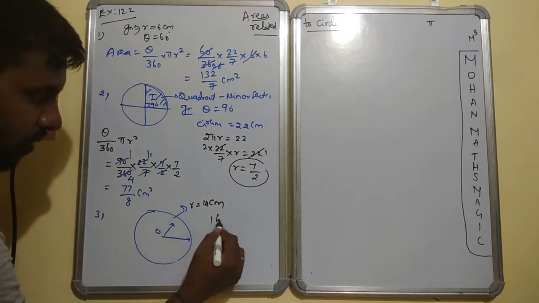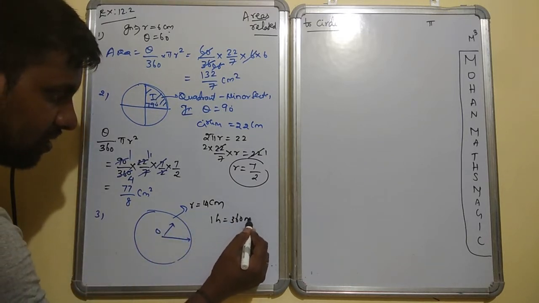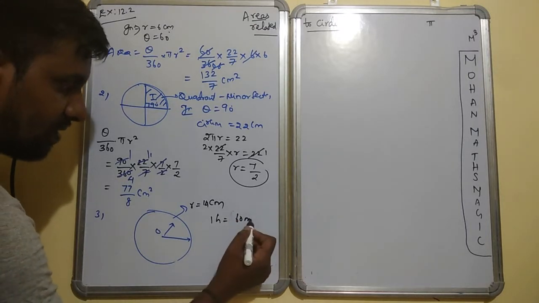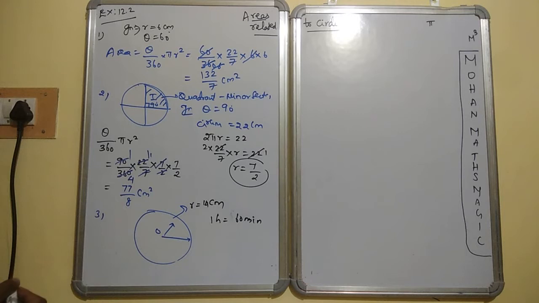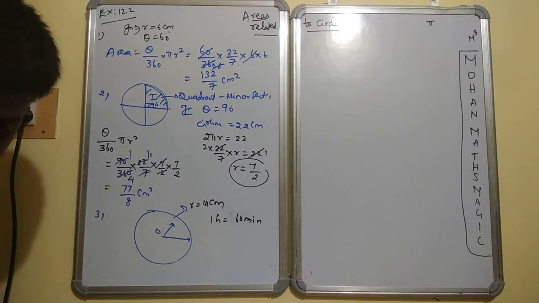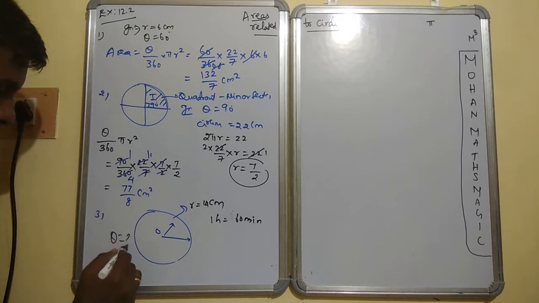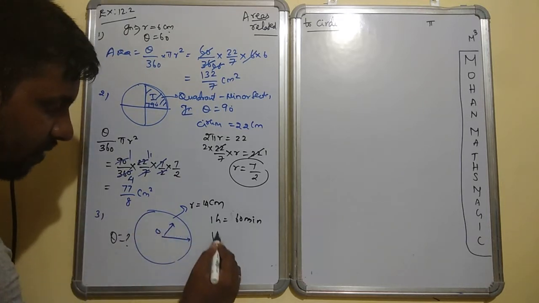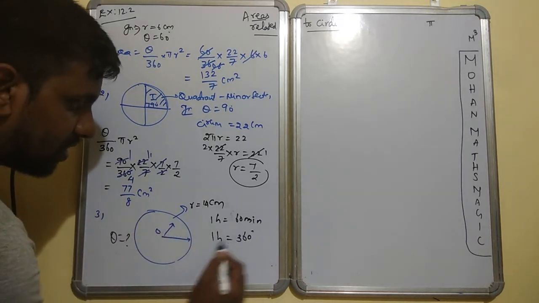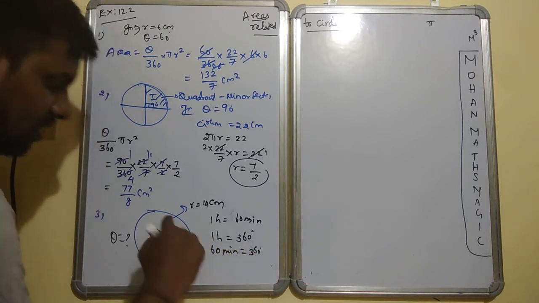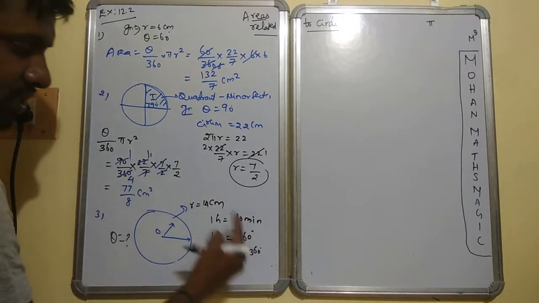Okay? So 1 hour has 60 minutes. I need to calculate for 5 minutes, how many degrees are needed. So the theta value we don't know, right? So 1 hour equal to 360 degree. In 1 hour, 60 minutes equal to 360 degree. In 1 hour the full circle comes, 360 degree.